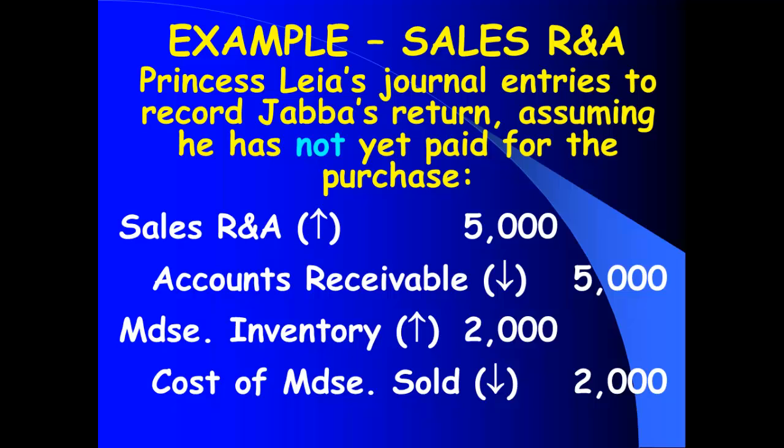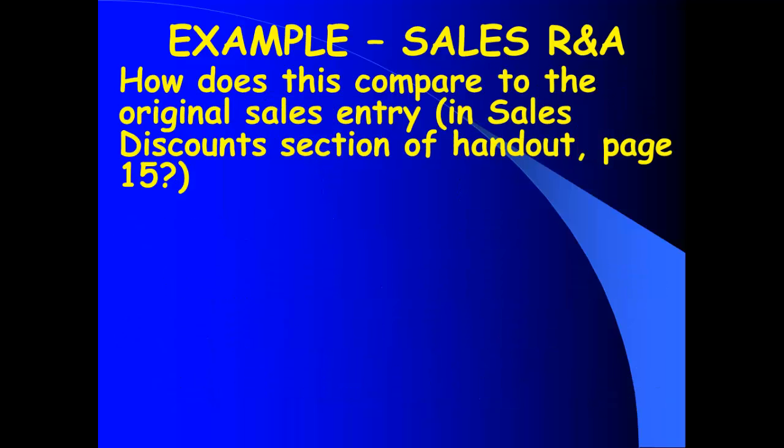Why am I making it go down? Well, whenever I sold those droids, I recorded them as an expense. If he brought them back to me, I need to cancel out that expense that I recorded in the original entry. Flip back to page 15, and I want you to compare the journal entry for the return to the journal entry for the original sale. Tell me how they compare.